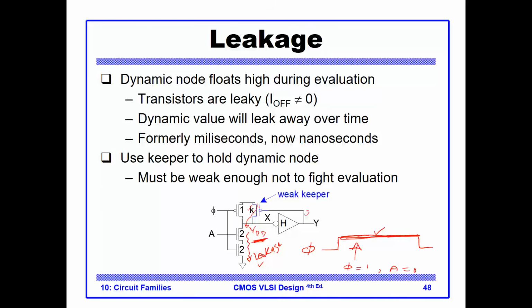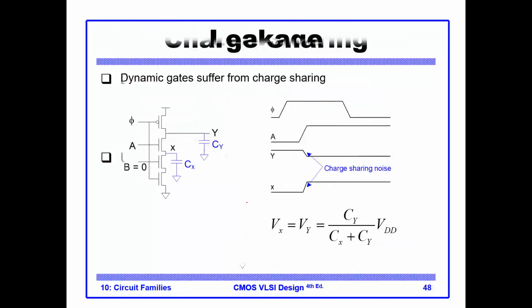This weak keeper has to stay weak, because if we need to pull down this node all the way to 0 when we evaluate, when clock is 1 and A is 1, then there shouldn't be any fighting with this pre-charge. So it has to be weaker and easy to be overpowered. Okay, so this is the solution for the leakage problem. And another problem is the charge sharing problem.